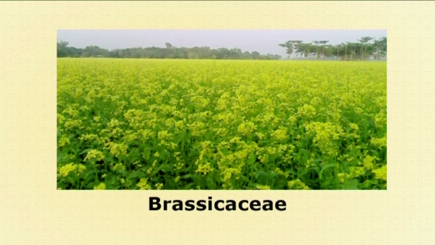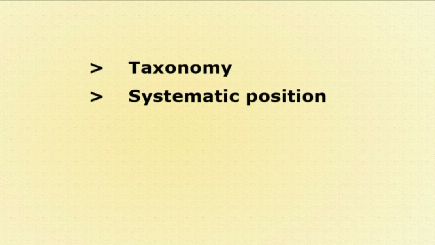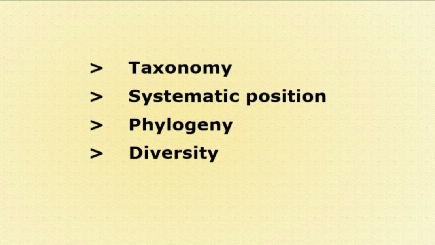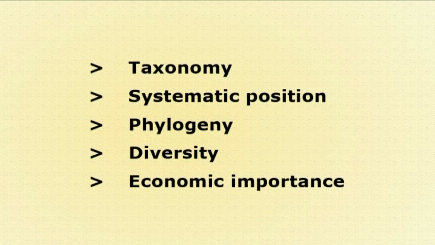In this lecture, we will be dealing with the following aspects of the family Brassicaceae. Number 1, taxonomy. Number 2, systematic position. Number 3, phylogeny. 4th, diversity. And the last and 5th, economic importance of the family Brassicaceae. So, starting with taxonomy.